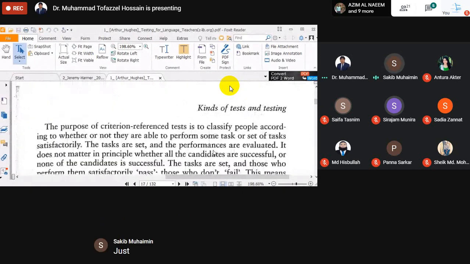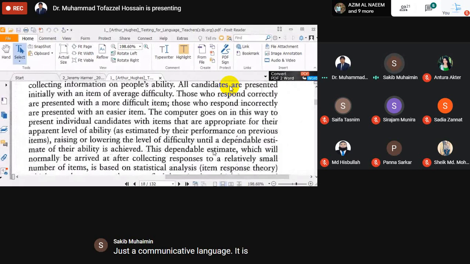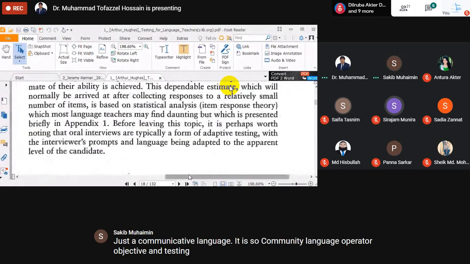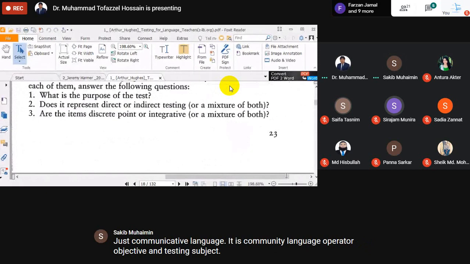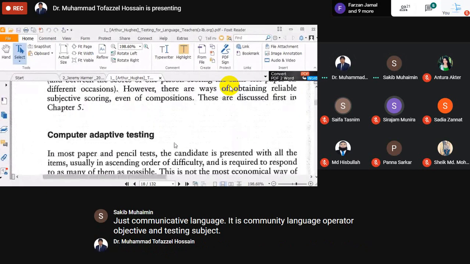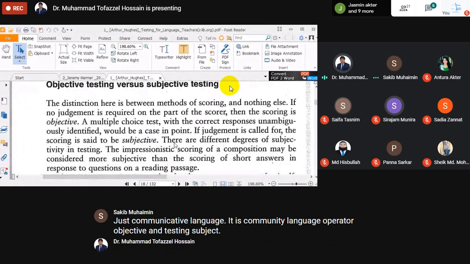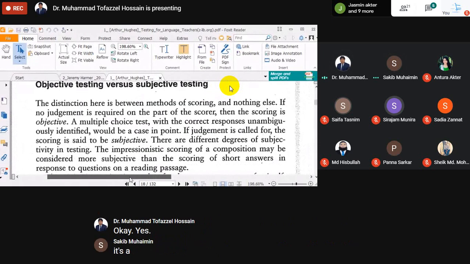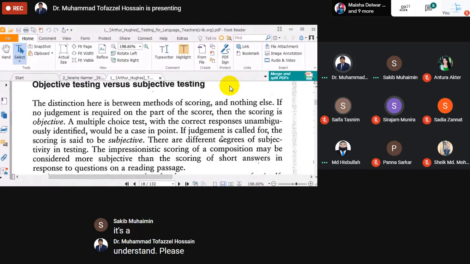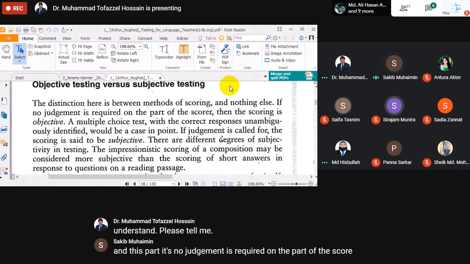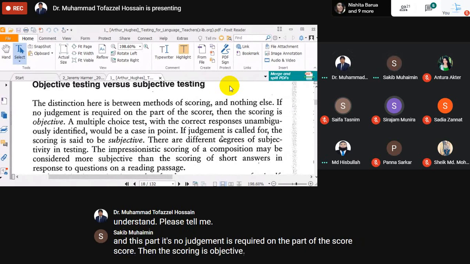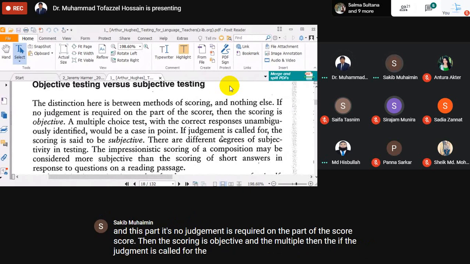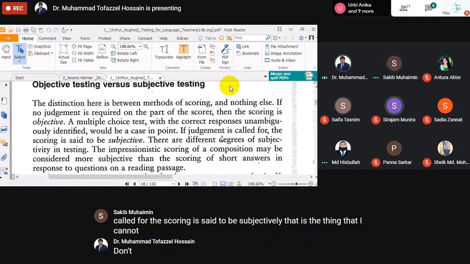It is on communicative language, objective and subjective testing. Sorry. Okay. Yes. Which one don't you understand? Please tell me. This part: if no judgment is required on the part of the scorer, then the scoring is objective, and if judgment is called for, the scoring is said to be subjective. That is the thing that I cannot understand.